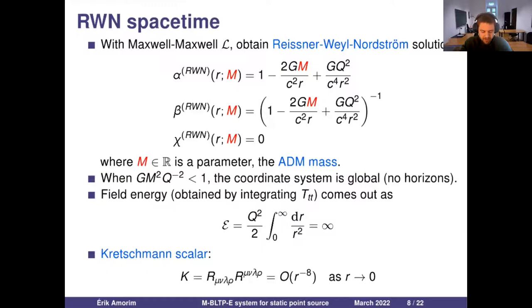There's another meaningful curvature invariant that you can calculate at the singularity. It's called the Kretschmann scalar. It diverges as r to the minus 8 as r goes to zero. So we're also using this as somehow a measure of how bad the singularity is. This is too fast of a divergence of the curvature at the singularity. So this is the RWN spacetime.